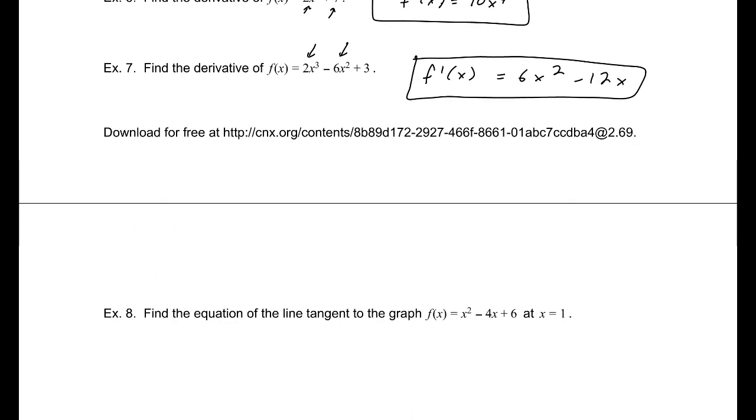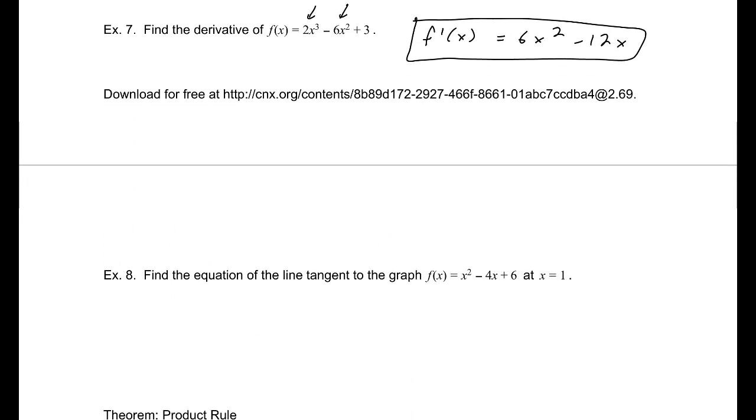Okay, so for our next example, find the equation of the line tangent to the graph f of x equals x squared minus 4x plus 6 at x equals 1. Now, in the last couple of sections, that would have been a big ordeal. But let's go ahead and find f prime of 1. F prime of 1 would be the derivative function evaluated at 1. So I'm going to go ahead and write that like this. That is dy dx evaluated at x equals 1.